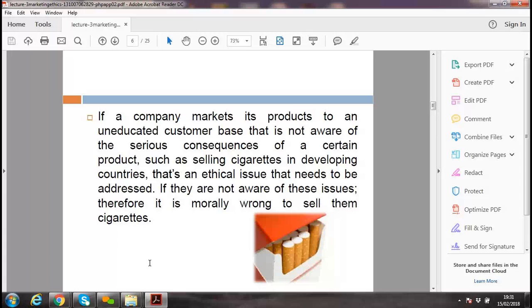People are not aware, so we need to teach them ethically, because this cigarette is a harm. Every pack of cigarettes must now be compulsory by law. The company needs to publish that this cigarette is a harm for health. People are not aware of these issues, therefore it is morally wrong to sell them cigarettes.